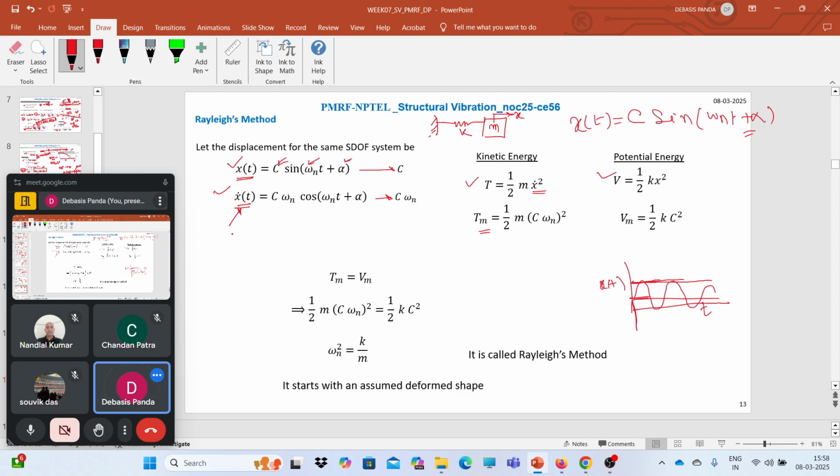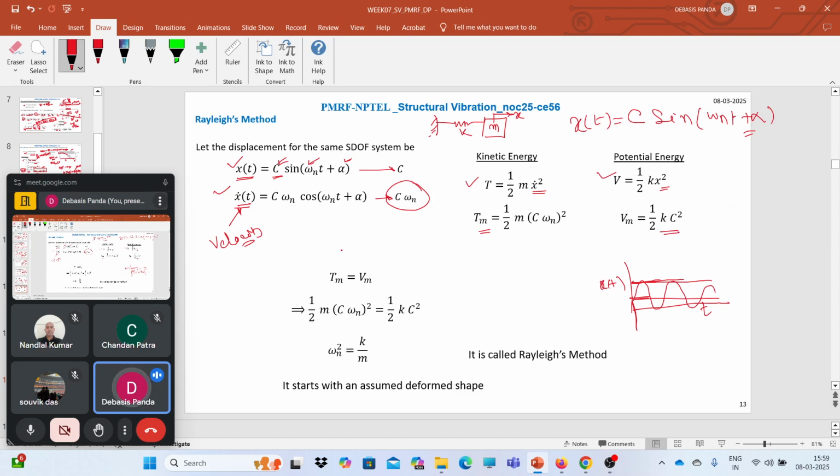X. So obviously this is my velocity. So what will be the maximum velocity? Obviously the amplitude of it. So half m c omega n square. Now potential energy, what will be the maximum value of displacement? Obviously its amplitude c. So half into k into c square.